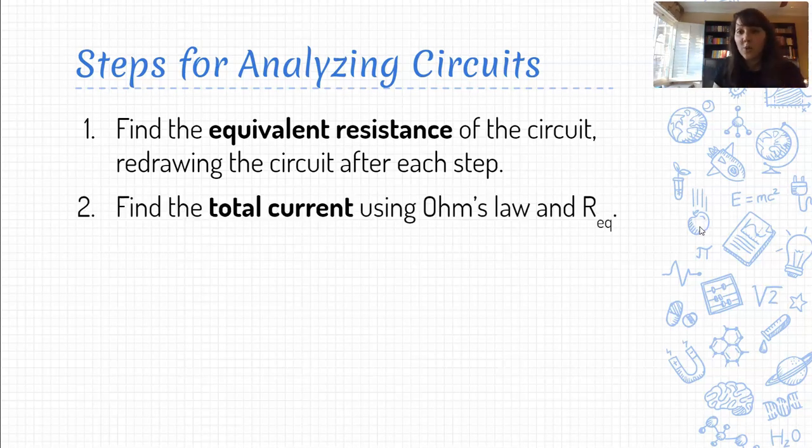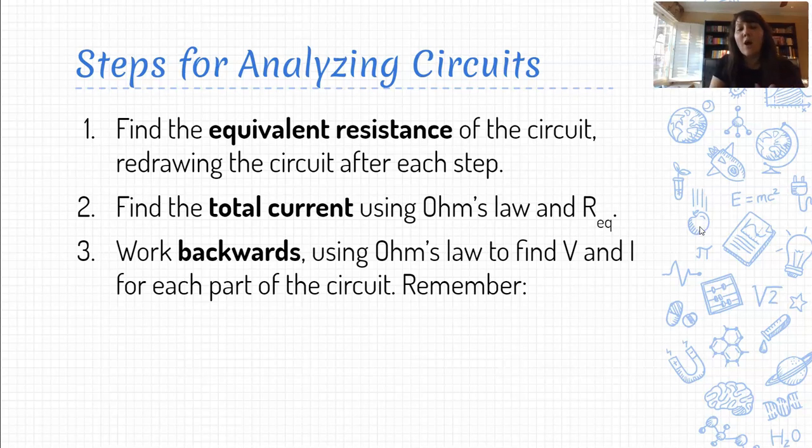Second, once you've got that equivalent resistance, you can plug it into Ohm's law using the voltage of your power source to find the total current that's being drawn from your battery. And then the third step, which is actually a bunch of steps over and over again, is to now work backwards through all of those drawings that you did while you were finding the equivalent resistance. And from there, you can use Ohm's law to solve for the voltage and current of every single resistor along the way. It may involve multiple steps, but each step will be relatively small, and we can get you there.